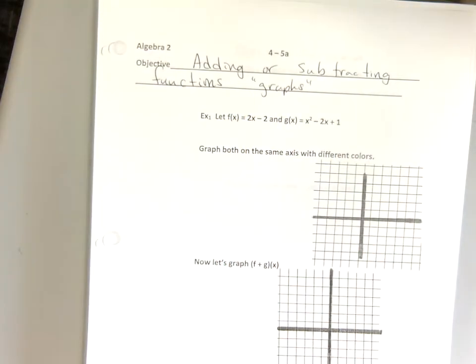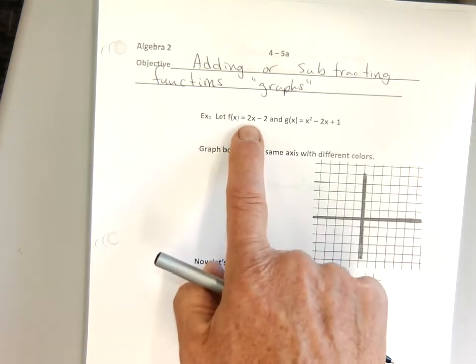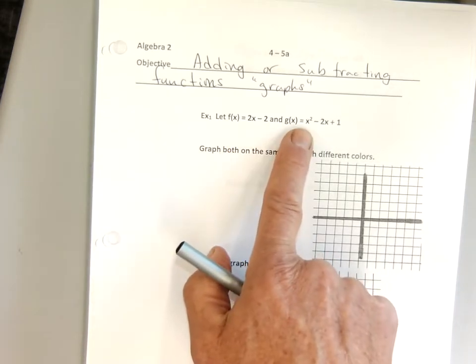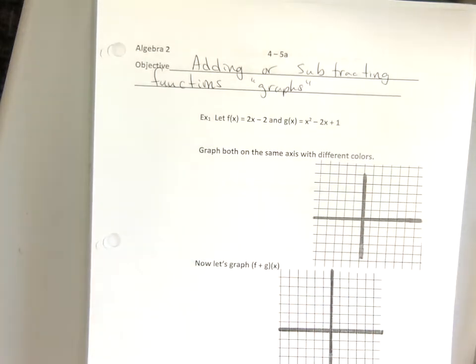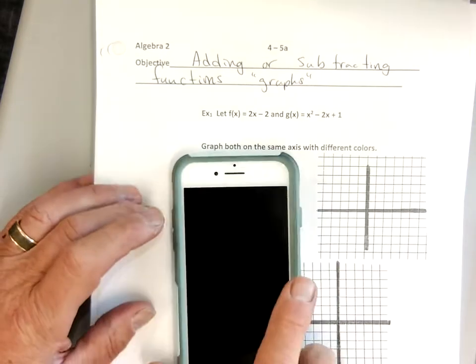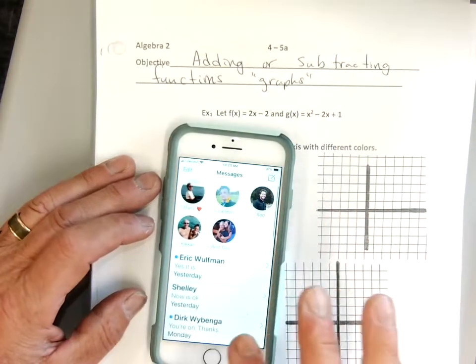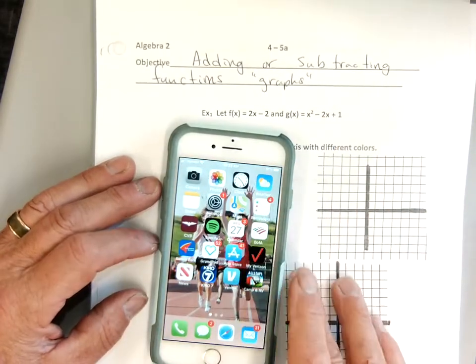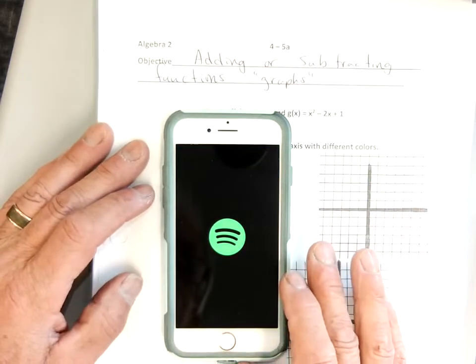So example 1 talks about two different graphs, f of x and g of x. What I want to do is graph both of these onto my grid, and I can use Desmos. That makes it easy to graph both, all right? So I will go ahead and get to Desmos. If you need to grab your phone and take a look at Desmos, then go ahead.